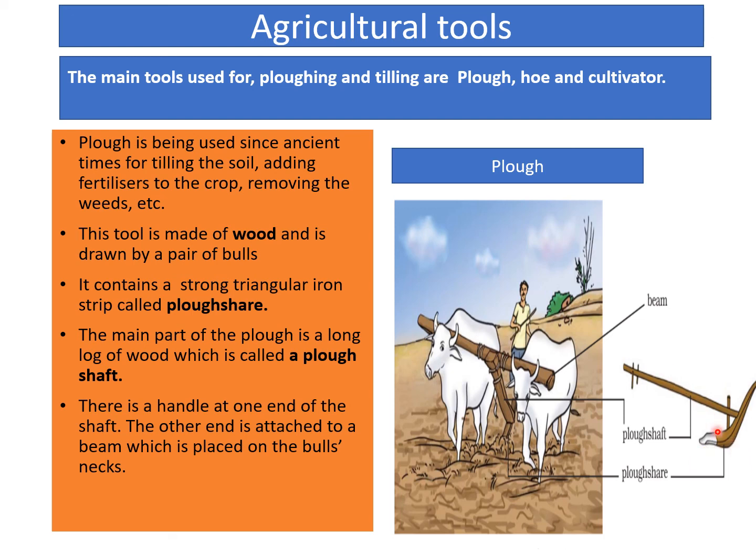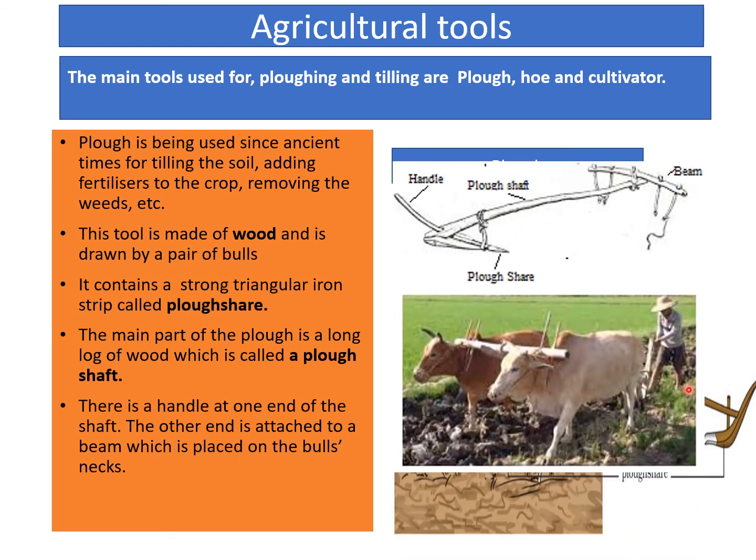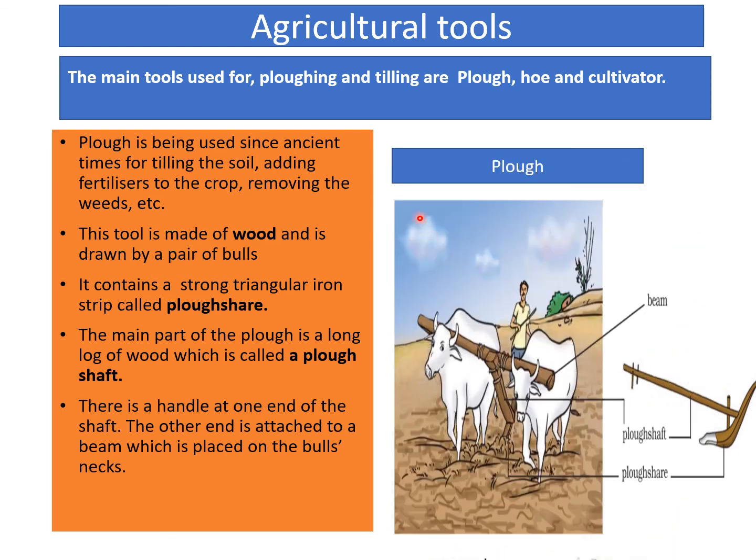The main part of the plow is the plow shaft, right? You can see in the picture, this is the plow shaft which is the main part, and at one end of the plow shaft there is a handle and the other end of the plow shaft is attached to the beam. The beam is generally placed on the bull's neck. So this tool has been used since ancient times by the farmers for plowing and tilling the soil.